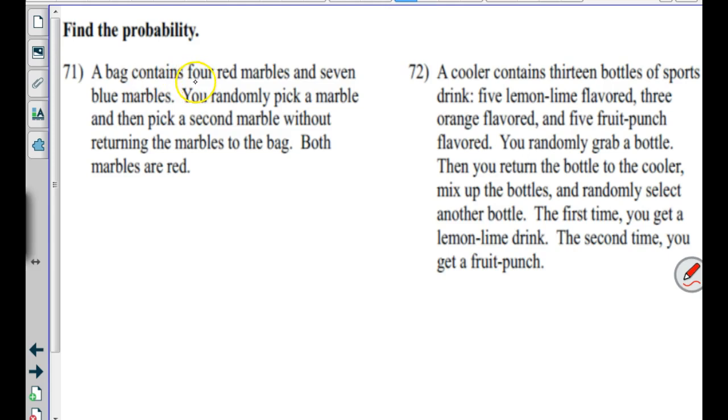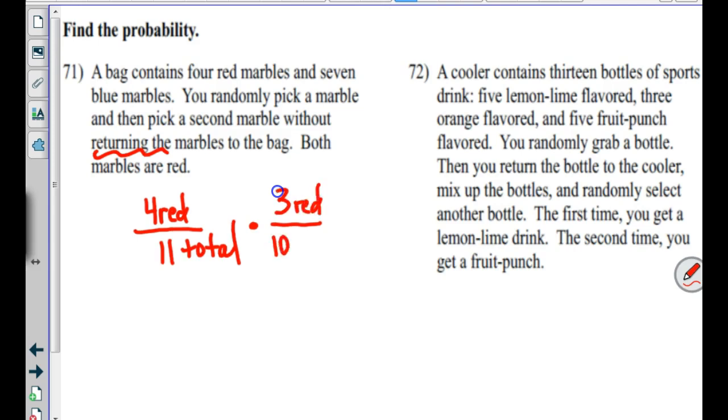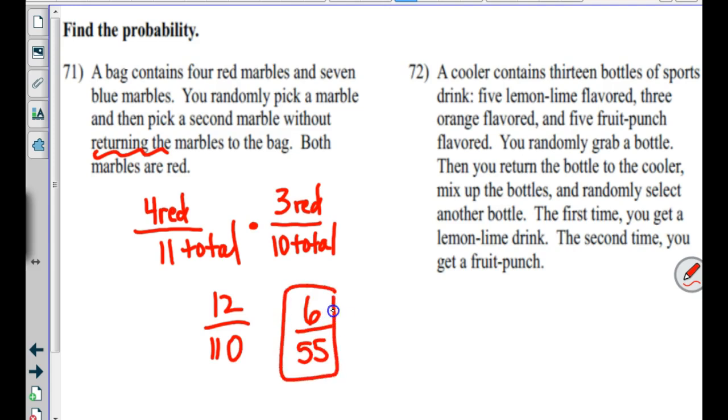Bag contains 4 red, 7 blue. You randomly pick a marble and then pick a second marble without returning. What's the probability both are red? So when you start out, there are 4 red out of how many total? 11? Okay, but when you go back to pick the second time, there's now what? But there's only 3 red out of 10 total. And you multiply, okay? So you get 12 over 110, which would reduce to 6 over 55. Is that right? Anybody checking me?